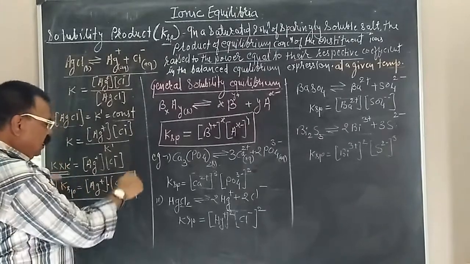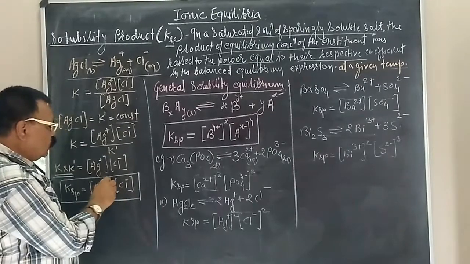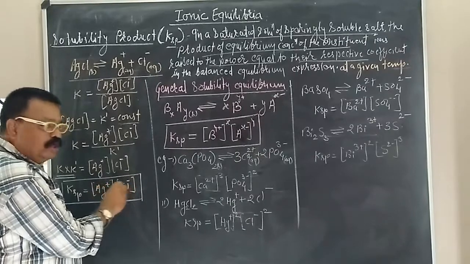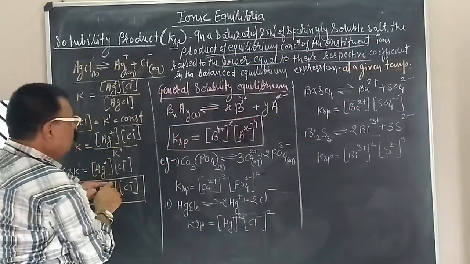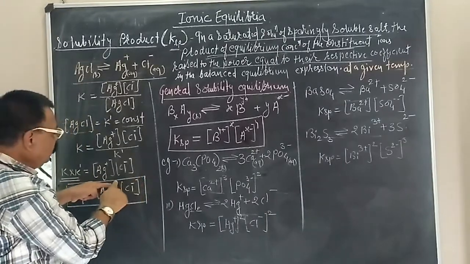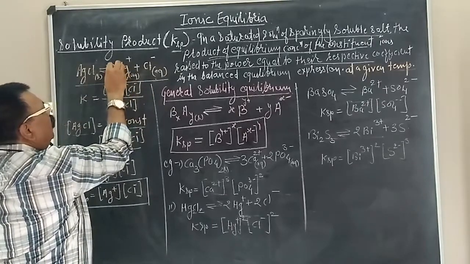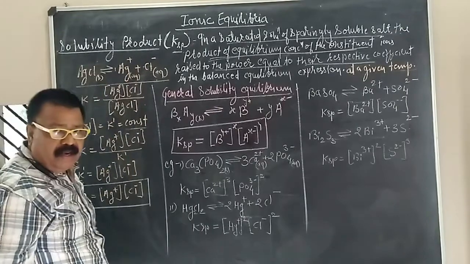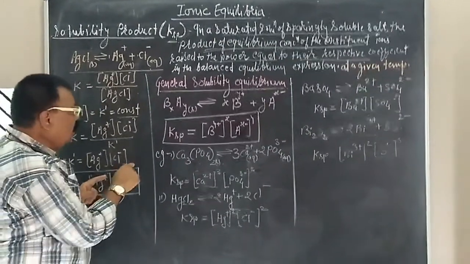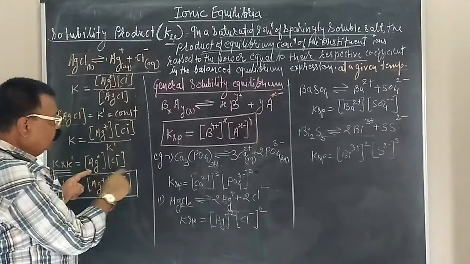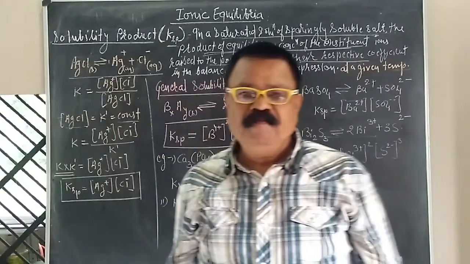See, if we consider a sparingly soluble salt, in a saturated solution of the sparingly soluble salt, the product of the equilibrium concentrations of the constituent ions raised to the power equal to their respective coefficients. If we look here, what is the coefficient? We are getting 1 here, 1 here. समझ में आ रही है? Therefore, the product of the concentrations of the constituent ions raised to the power equal to their respective coefficients in the balanced equilibrium expression at a given temperature is known as the solubility product.